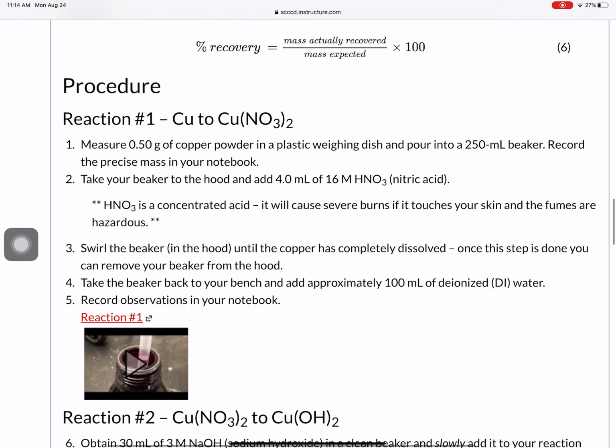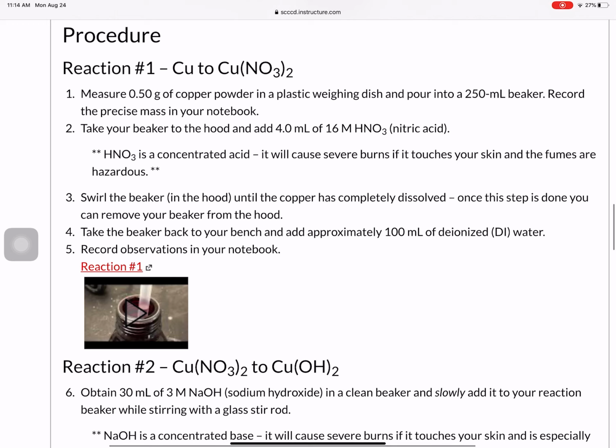So then you'll go through and read through the procedure. So read through all of this. Notice these little indented sections with the double asterisks. These are hazards, right? So HNO3 is a concentrated acid. It will cause severe burns if it touches your skin, and the fumes are hazardous. So this is something that you're going to need to make a note of in the hazards section on your lab report. So that's something we would have to be extra careful with in the lab, and following the directions here.